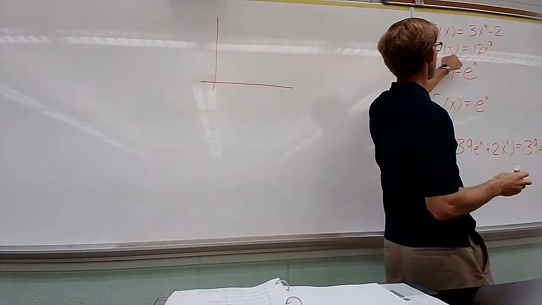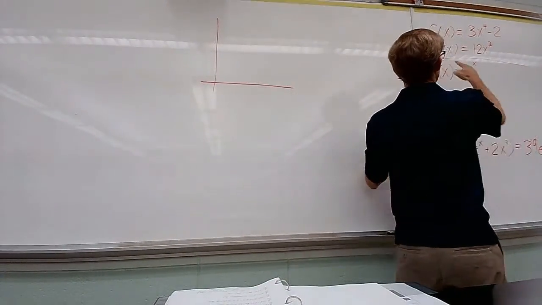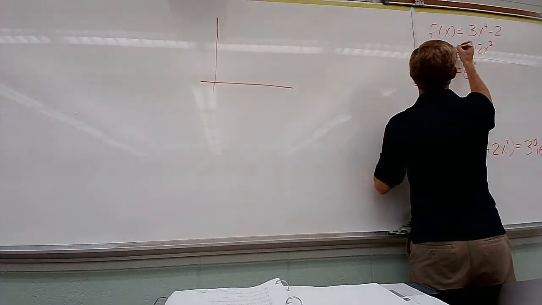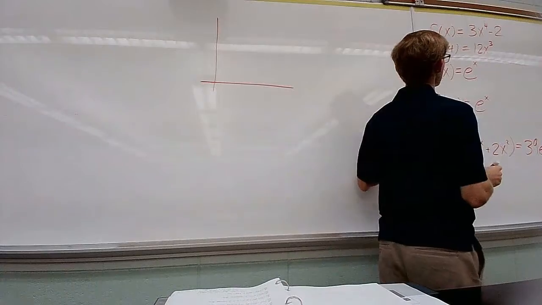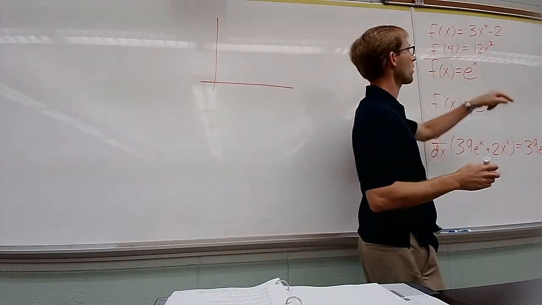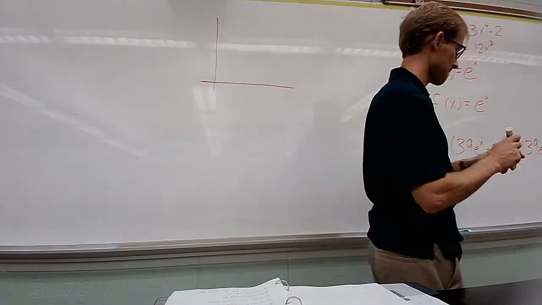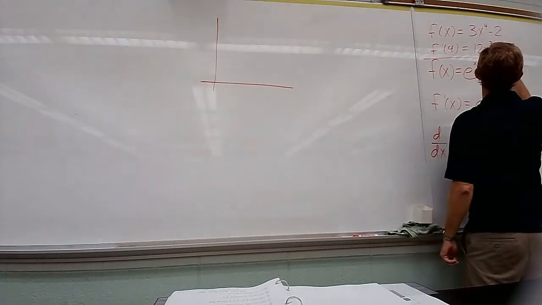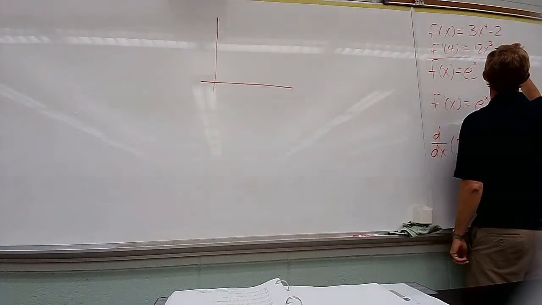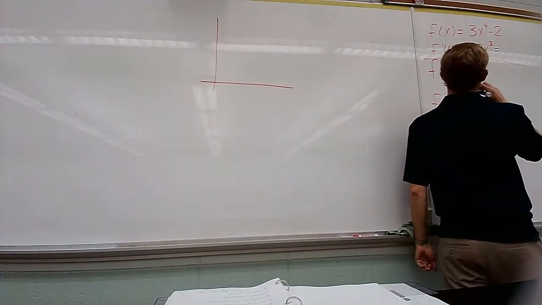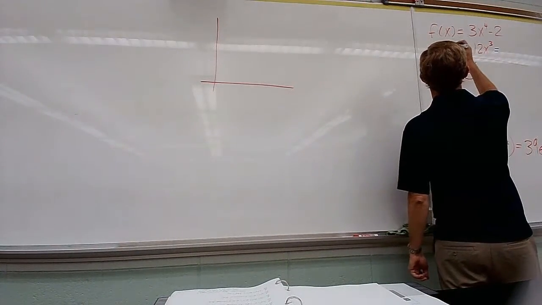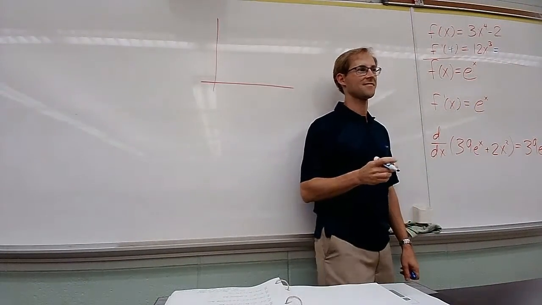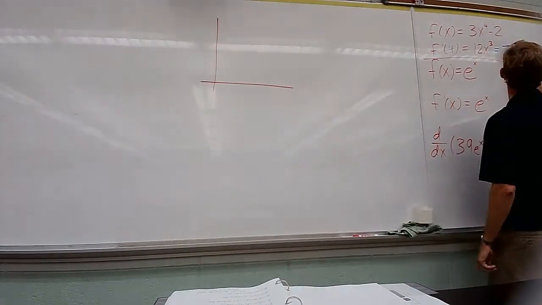Let's say I put the number 4 in here. What's 12 times 4 cubed? Can someone tell me? 4 cubed would be 64. 12 times 64 would be 768. 768, something like that.